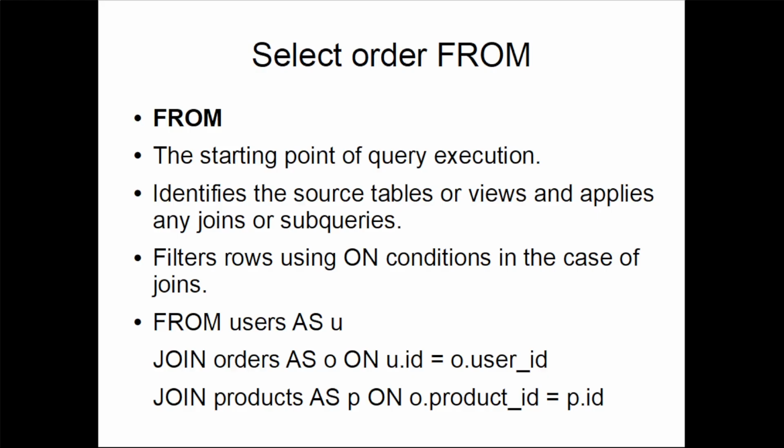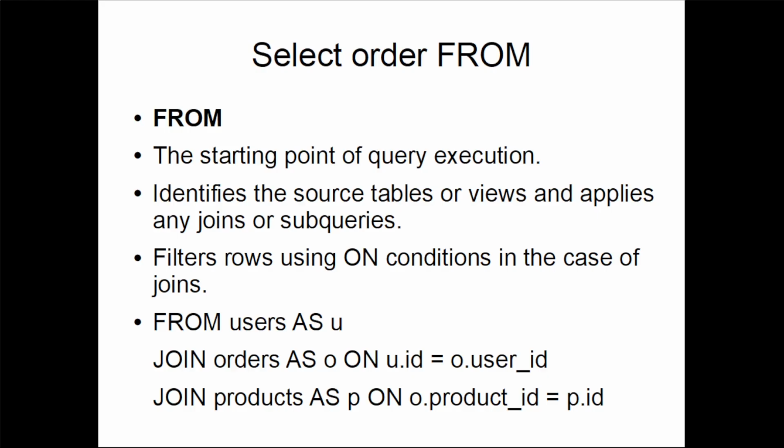The from clause specifies the tables or other data sources, like views or subqueries, that contain the data you are querying. Next, it pulls all the rows and columns from the specified source into a temporary working set that the database will refine in later steps, like where or select.